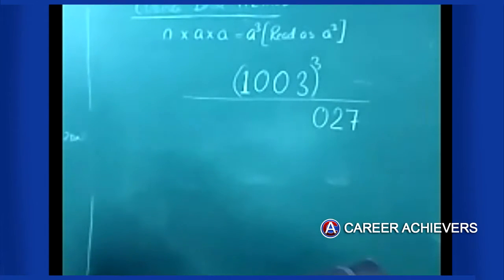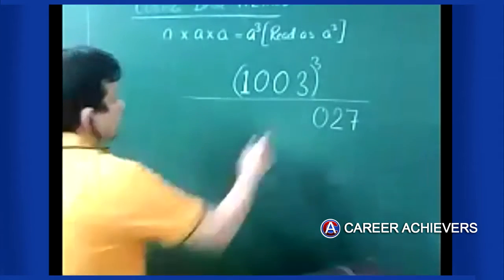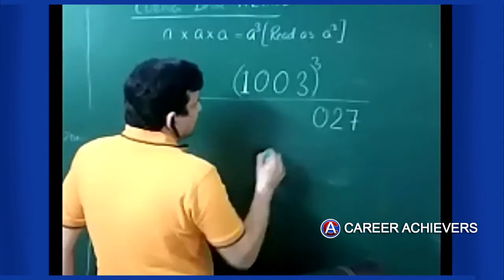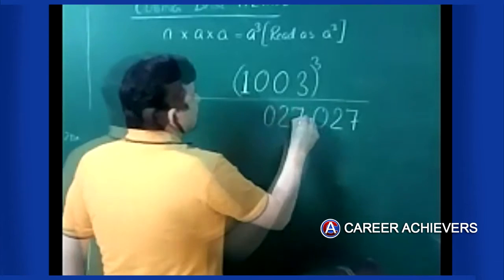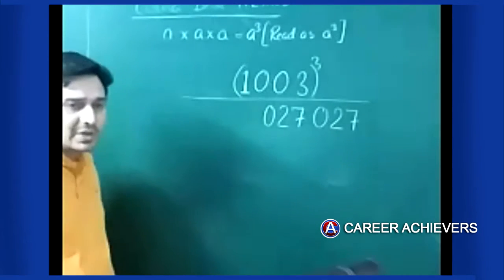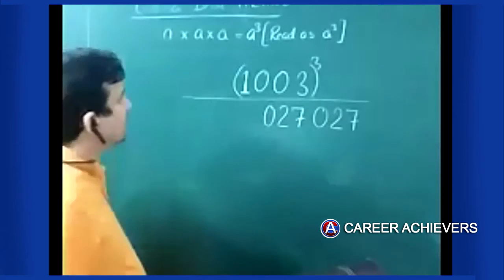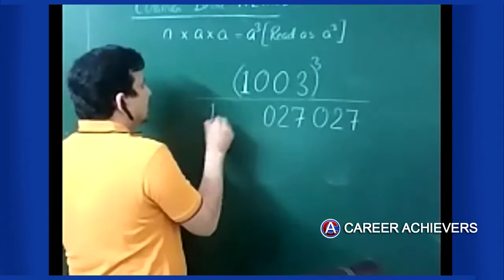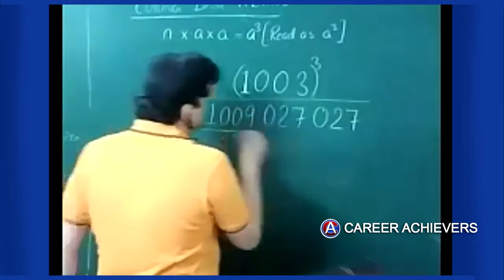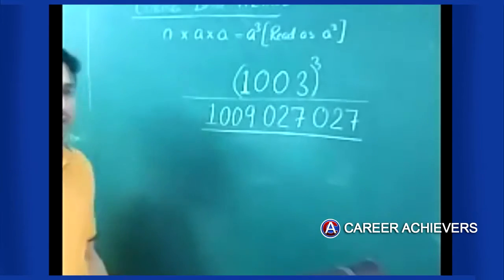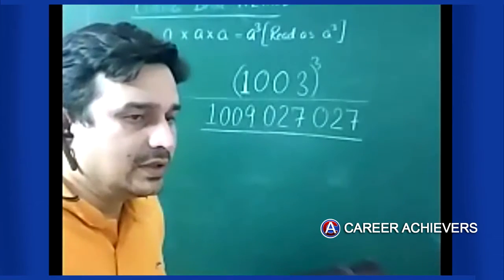Now 3d square. d square is 9, 3 times 3 is 9. And 9 times 3 is 27. But I have to again write 027. And the reason is the same, because the base has 3 zeros. And the last is number plus 2d, that is 1003 plus 2d, which is 6, which is 1009, and the final answer is 1009,027,027.